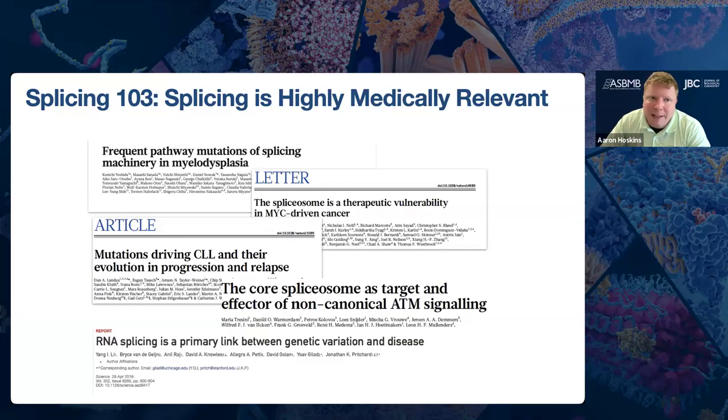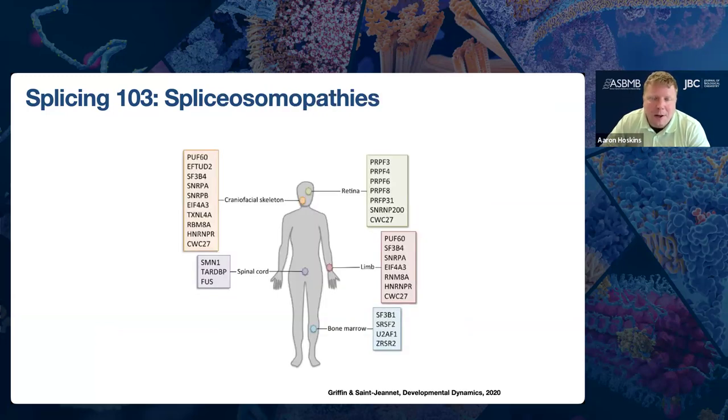So we're going to finish up by thinking about splicing and disease. Splicing is highly medically relevant, and there's been a large number of papers about this. One emerging topic has been spliceosomopathies. These are diseases which can range from blindness, developmental disorders, cancers, you name it, neurodegenerative diseases related to defects in the core splicing machinery.